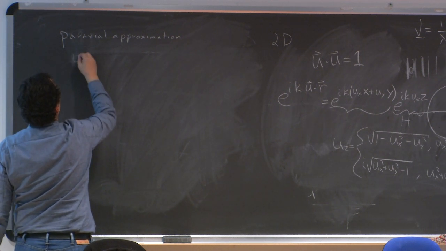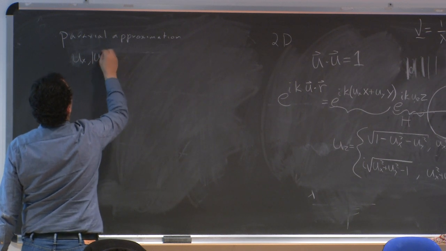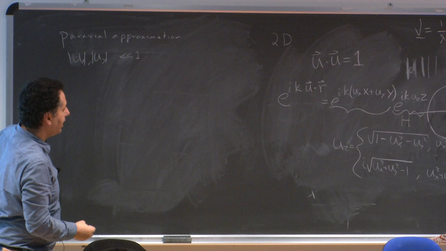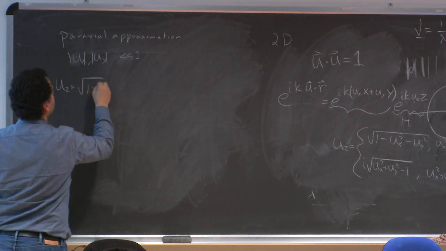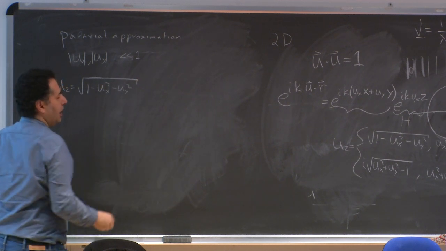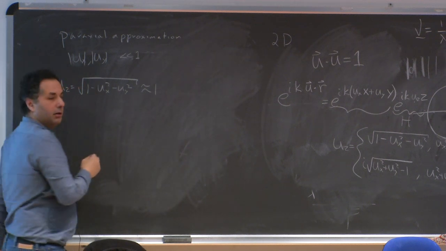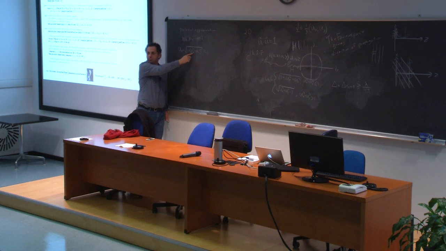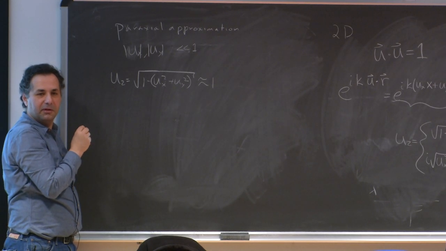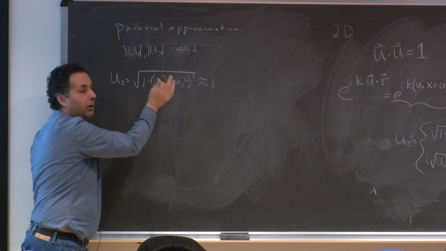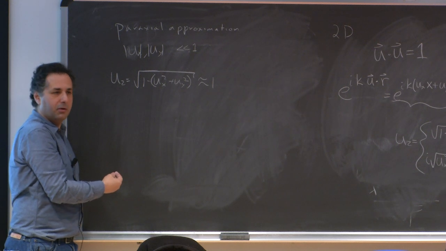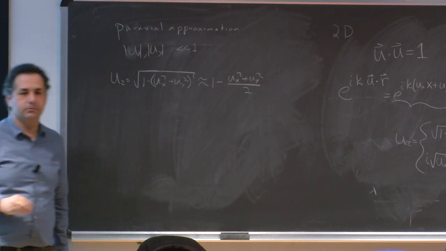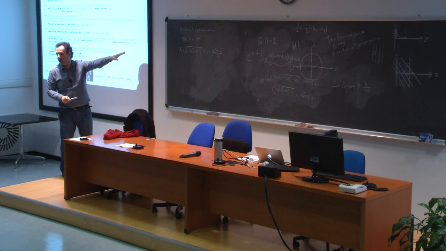We say that ux and uy are small, let's say much less than 1. In that case, we can approximate uz, which is the square root of 1 minus ux squared minus uy squared, as 1. What is the next correction to this? When we have something like 1 minus something very small, square root, anyone remember? If it's extremely small, then 1 is good. But we need a little bit more. Over 2. And that's the paraxial approximation. So we just approximate this as that.